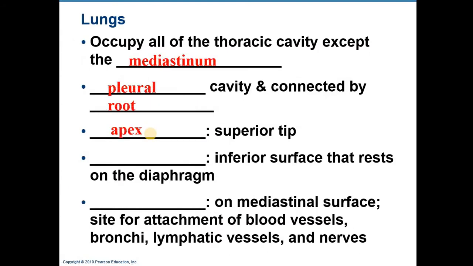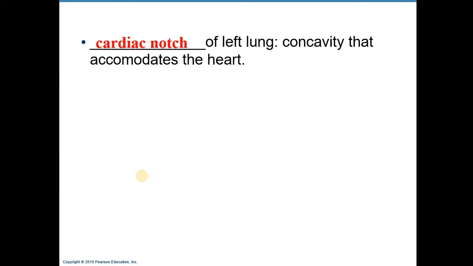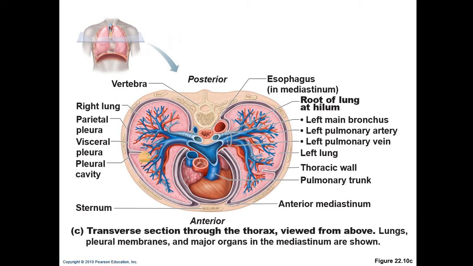Your lungs occupy all of the thoracic cavity except the mediastinum, and that's right there in the middle. And these are features that are found on the lungs. So let's go to the next picture to actually see those. Also the cardiac notch is one of them. This is looking down at a transverse cut, so you can see the lungs sitting in the pleural cavity.